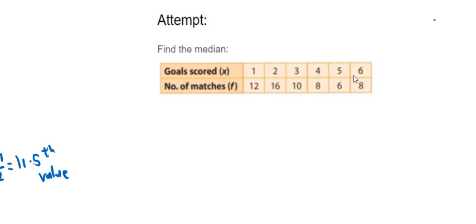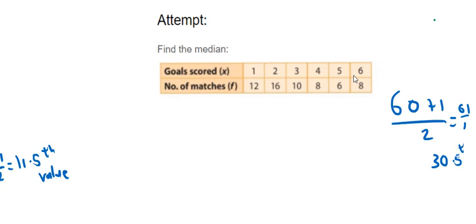Or another way you could do it is if you find the number of matches altogether. So that's 12 plus 16 would be 28, plus 10 would be 38, plus 8 would be 46, plus 6 would be 52, plus 8 would be 60. So 60, and then do plus 1 and divide by 2. So 60 plus 1 or 61 over 2 would be 30.5. So you're looking for the 30.5th value, and then you can start counting how many values here.